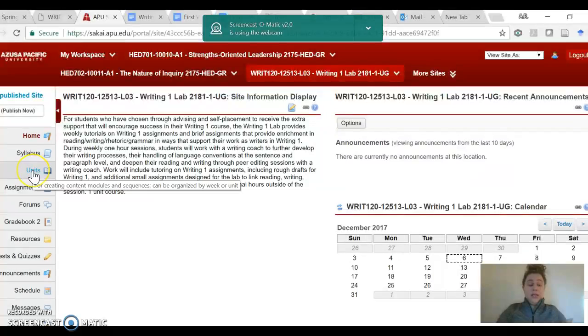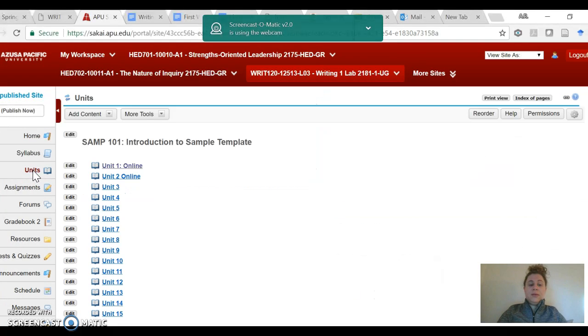So units right here, this is the main place that you are going to be looking for when dealing with what's due, what do I need to have read, what do I need to bring to class, any reminders. This is where you're going. Right here in assignments are the two main locations that you're primarily going to be clicking on.